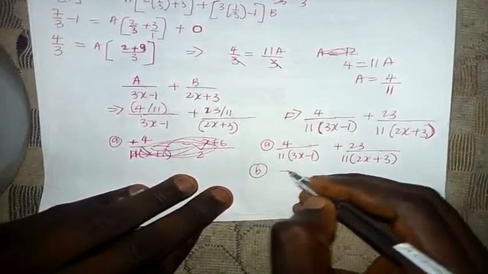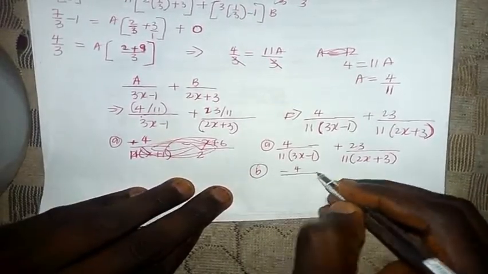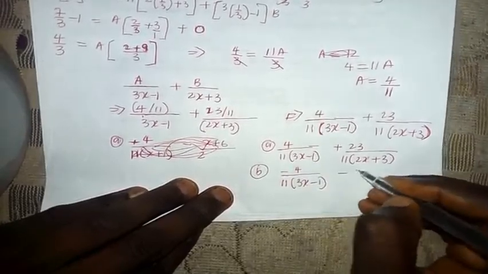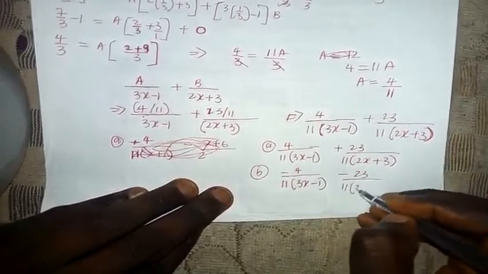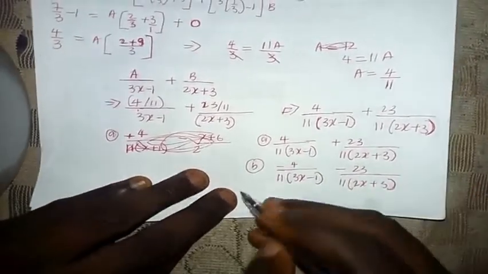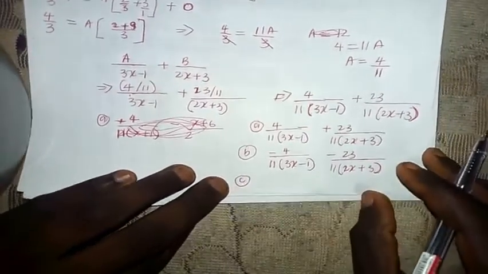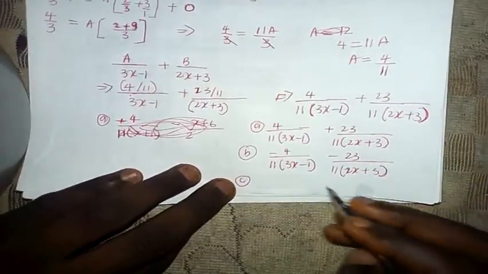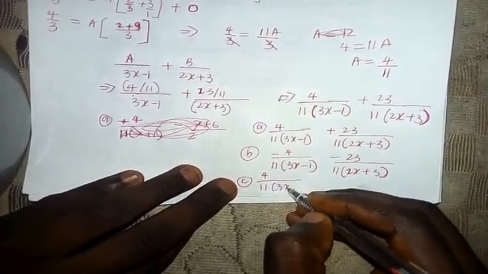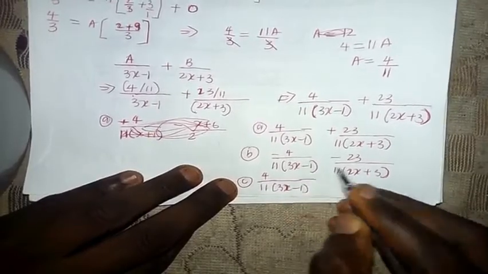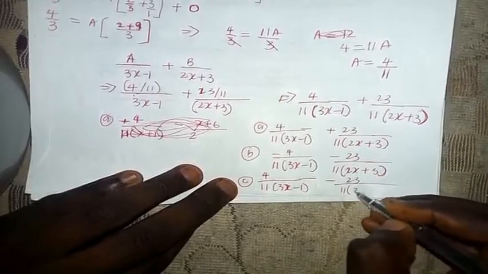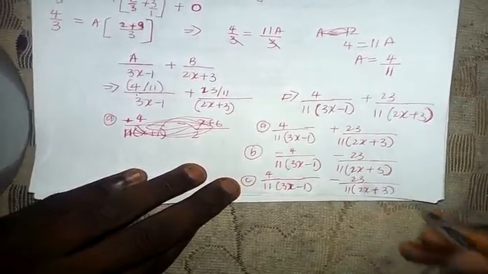Option B, minus 4 over 11 times 3x minus 1 minus 23 over 11 times 2x plus 3. Let me just use 3 options because I don't want the video to be too long. Ordinarily it's supposed to be 4 or 5 options, but I'll use 3. Option C, 4 over 11 times 3x minus 1 minus 23 over 11 times 2x plus 3. Now let's check it out, everybody.